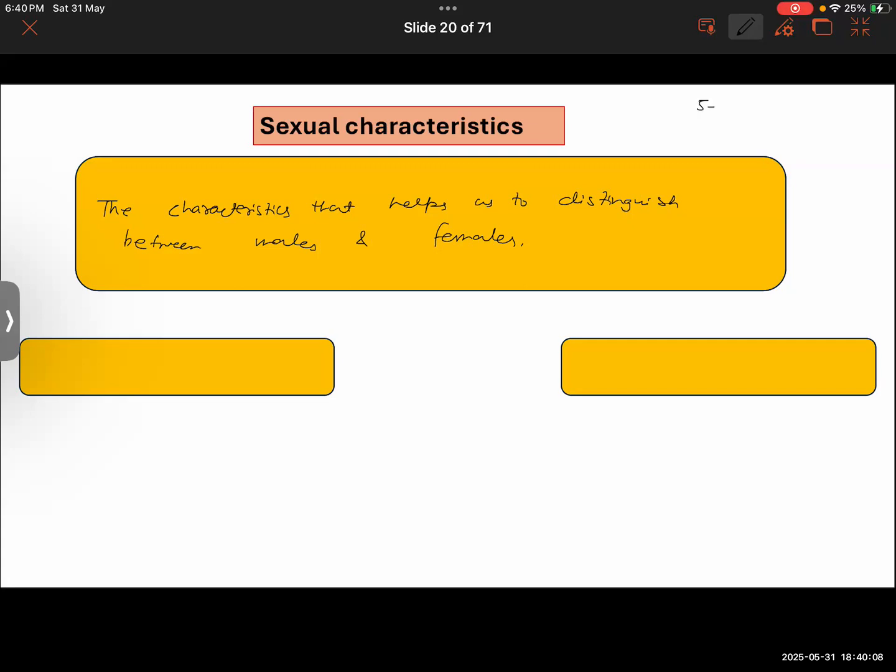Sebum is secreted by which gland? Semen or sebum? No, semen is a different thing. It's sebum. I don't know. Isn't it the oil gland or the sebaceous gland? Oh yeah, sir, I forgot about that.